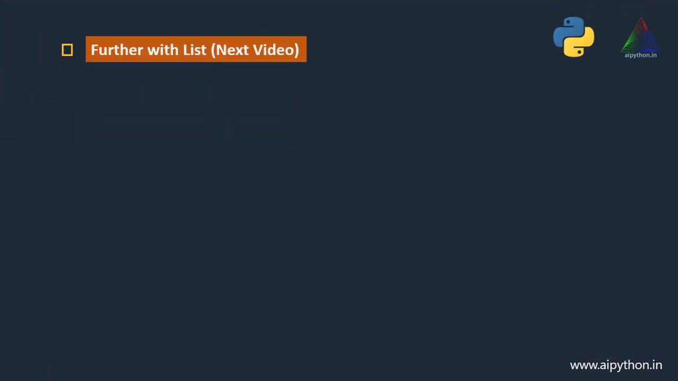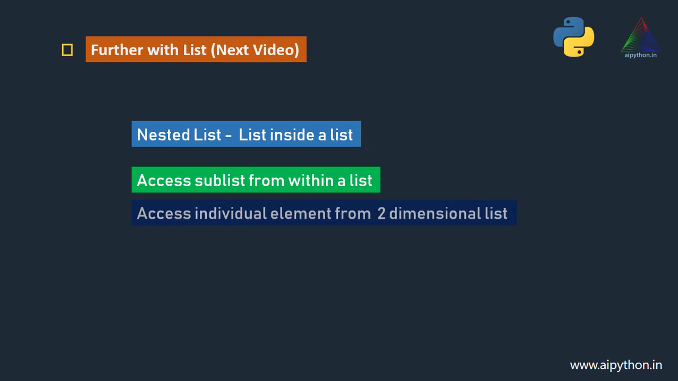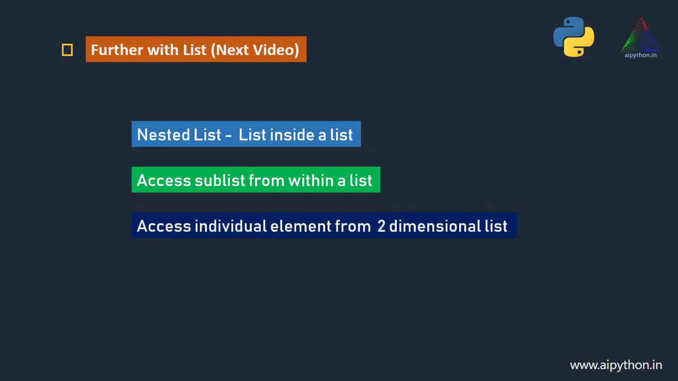I think the video is getting too lengthy. I do not want to put all the contents in this video so that you get confused. So we have planned next videos in which we will cover nested lists, that is, a list inside a list, and how to access the elements of that nested list. Basically, nested lists are sometimes referred to as two-dimensional lists.